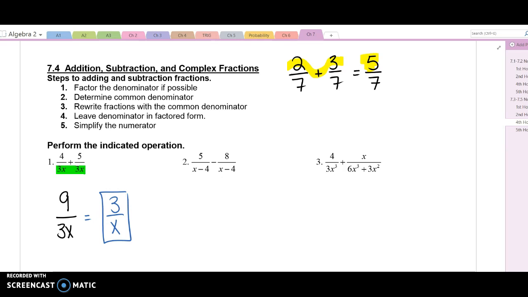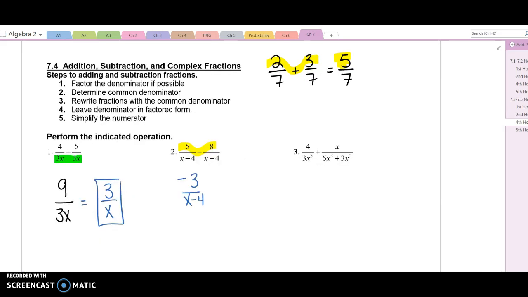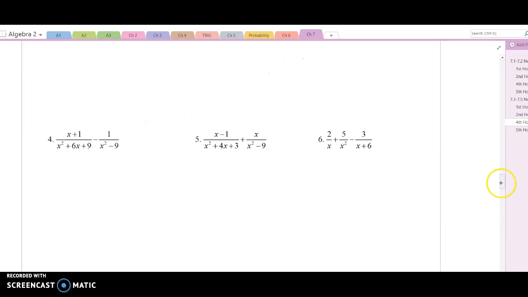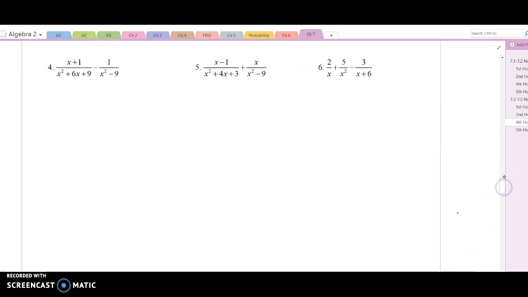Okay, so x minus 4 matches in both denominators, so all we need to do is subtract 5 minus 8. What is 5 minus 8? We are going to save number 3 for tomorrow. We are going to work on number 4. What do you notice about number 4? They are not the same.